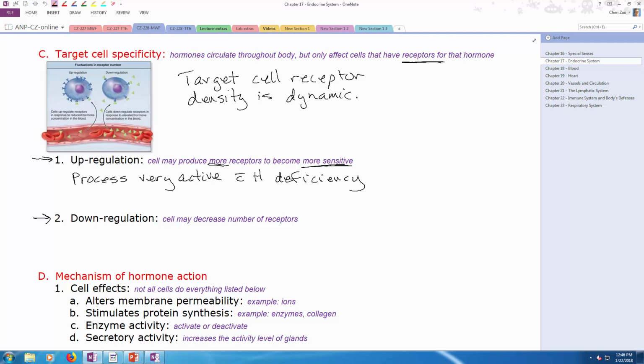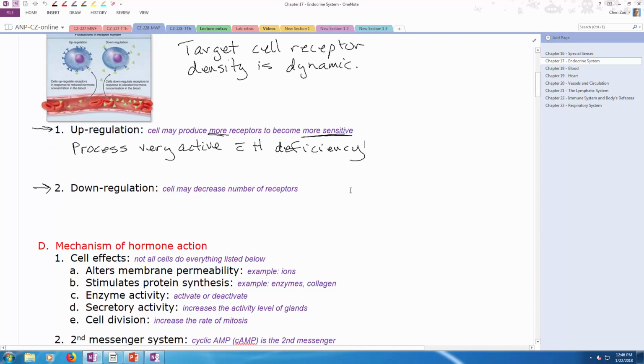Downregulation occurs when we actually decrease the number of receptors. And so this is going to occur if hormone levels are very high. An example is hyperthyroidism. Hyperthyroidism means too much thyroid hormone.